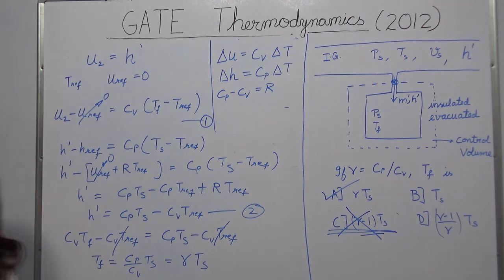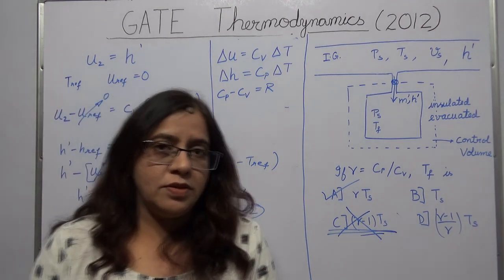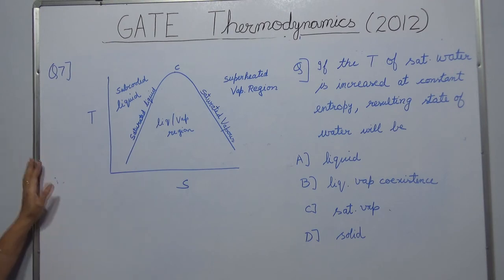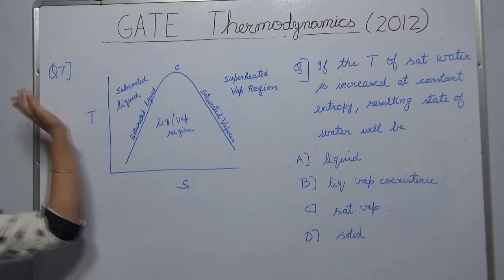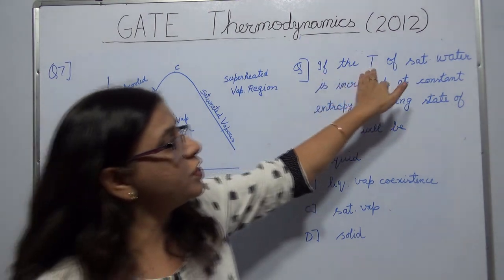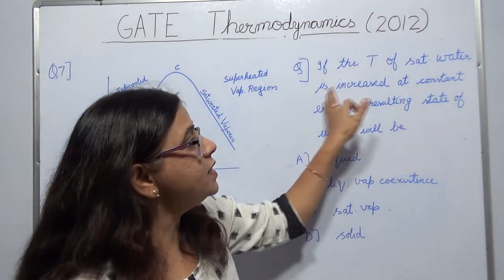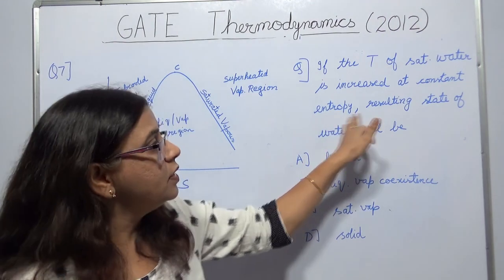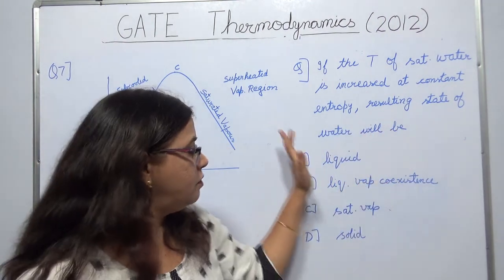So let's now move on to the next question. The next problem which I am going to take is question number 7. In this question, they say if the temperature of the saturated water is increased at constant entropy, the resulting state of water will be which one of them?